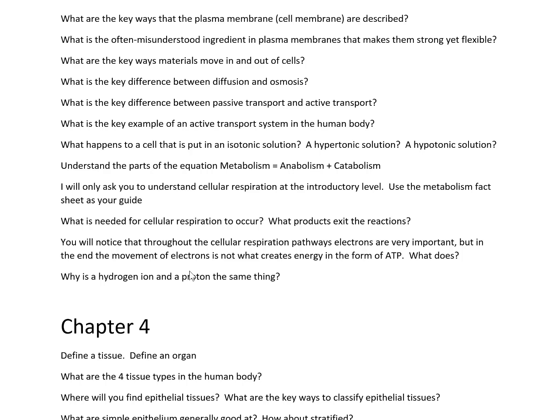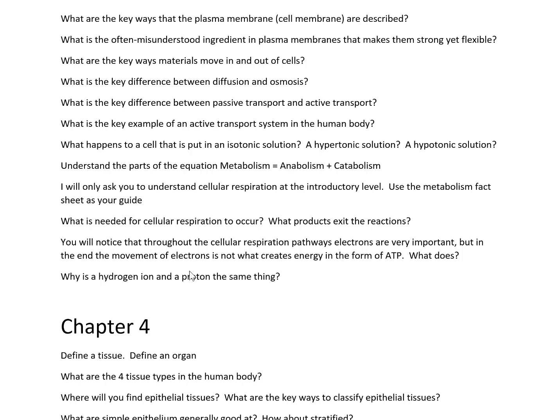All right, what is needed for cellular respiration to occur and what products exit the reactions? So for cellular respiration, we need oxygen, right? That's why we have to have oxygen. So here's the equation. Glucose or whatever fuel source we're using, glucose would be C6H12O6. It's on your fact sheet that I gave you. Glucose plus oxygen, you have to have oxygen, will lead to ATP plus waste products, carbon dioxide plus water. So glucose and oxygen, or some fuel source and oxygen, will lead to carbon dioxide, water, and energy in the form of ATP.